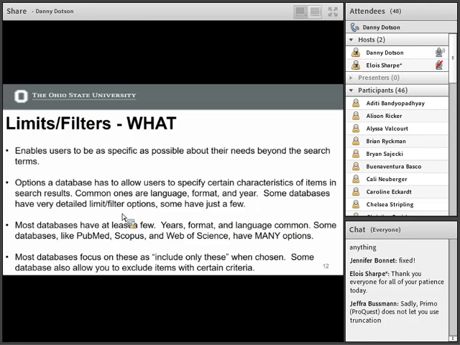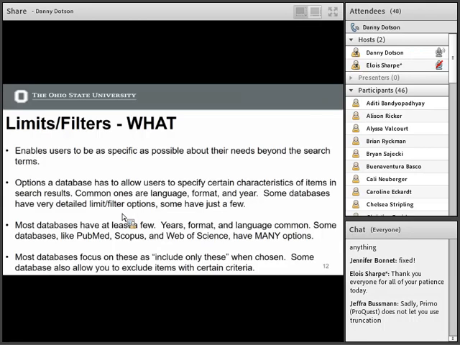Language, format, and year are pretty common. If you only want journal articles, tell that database you only want journal articles. If you don't read German, Russian, whatever, tell the database that. If you only want new stuff, tell it what year is your minimum. Do that database justice that it has that power.